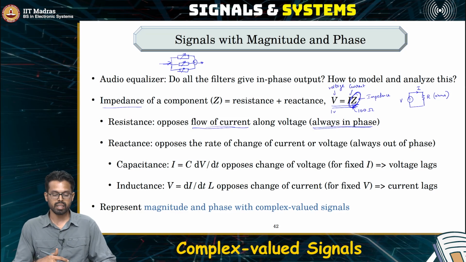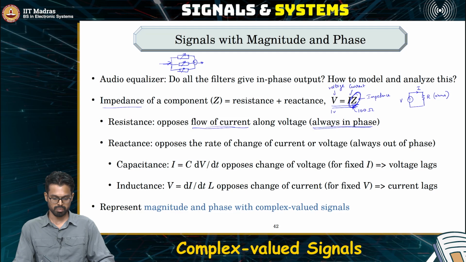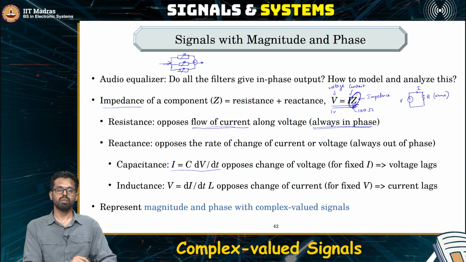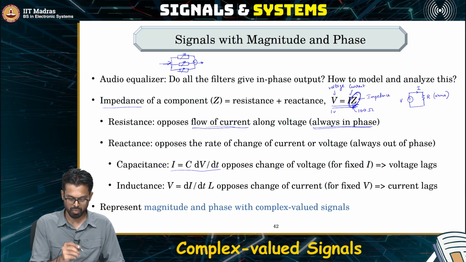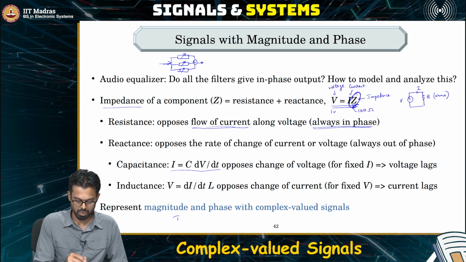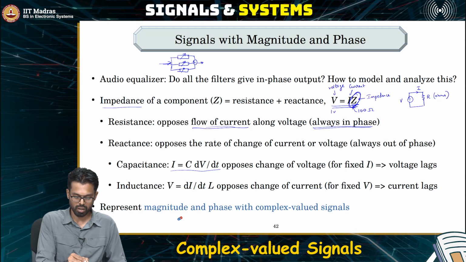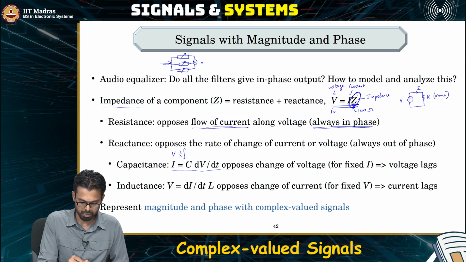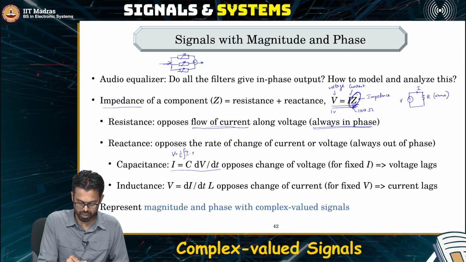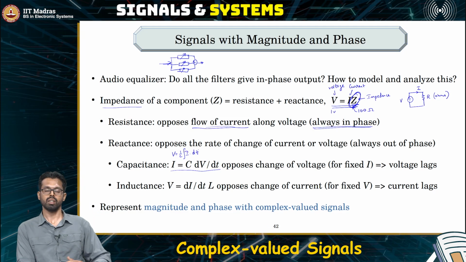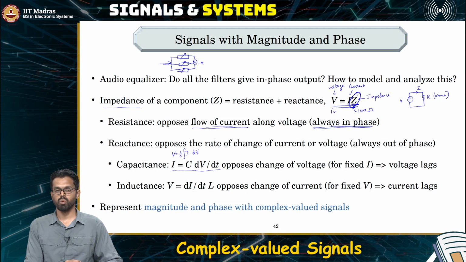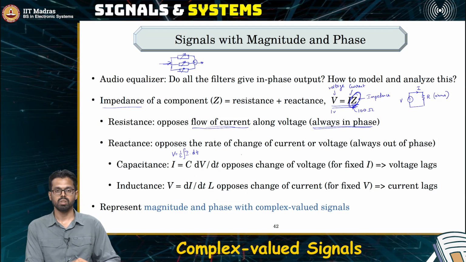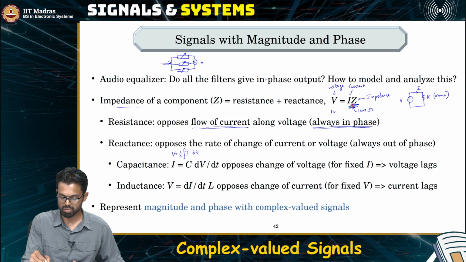But let's say we have a reactive component like a capacitor or an inductor. Let's say that there is a capacitor. We know that the current-voltage relationship in a capacitor is I is equal to C dV by dt, or in other words, you can say V is equal to the integral of 1 by C I dt, right? Both are equivalent. But what have we written? We have written that current is capacitance times the derivative of voltage, which is exactly in this form that we have here.